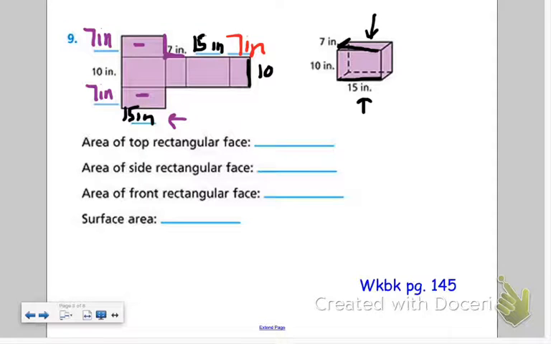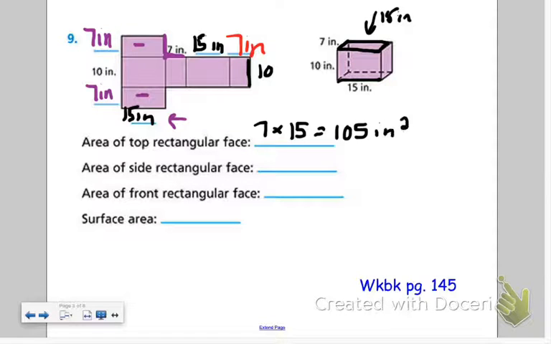So let's see, I'm going to erase this so we can get a fresh start here. I'm going to start with the top rectangular face. So the top rectangular face to me looks like this face right here. In order to find the area of the top face, I see I have a length of 15. Remember we said that if the bottom down here is 15, then the top is 15. And we have a width of 7. So the top rectangular face, I would have to do 7 times 15. And that's going to give me 105 square inches.